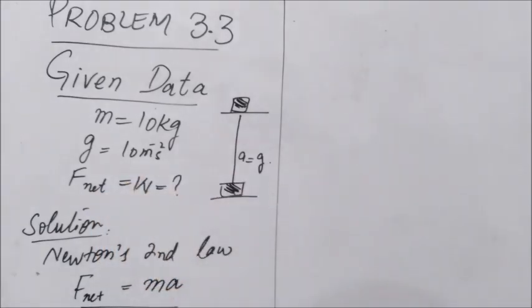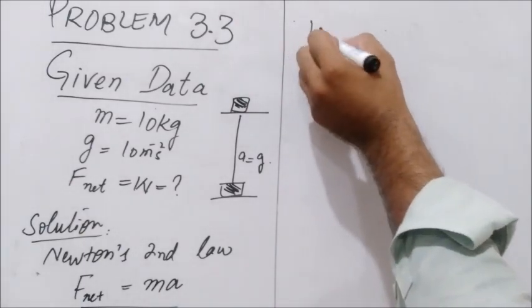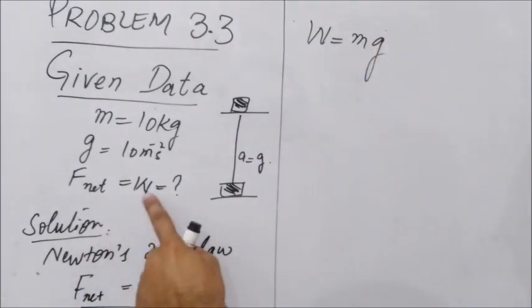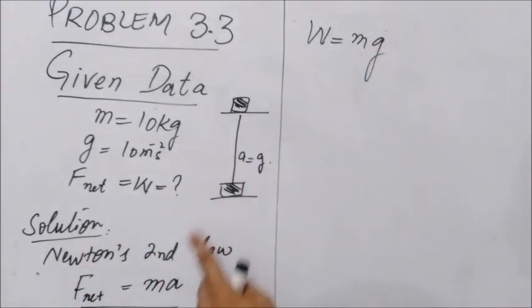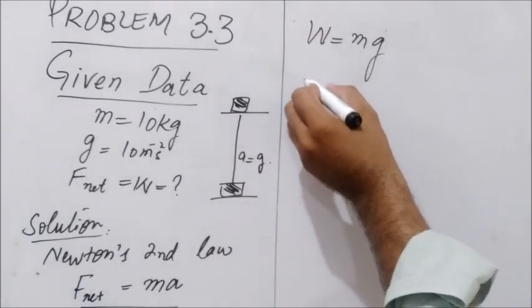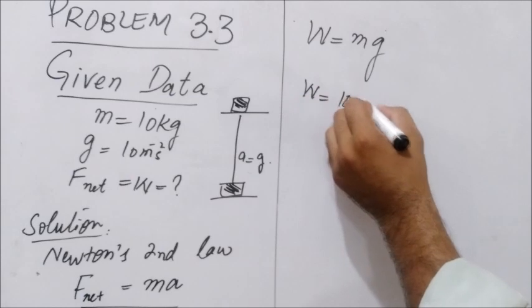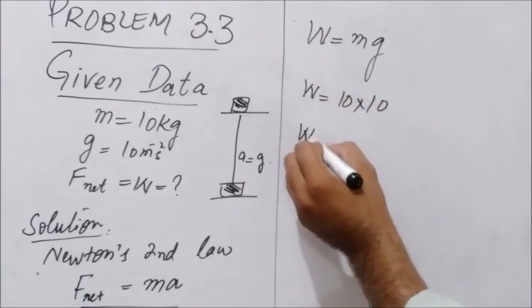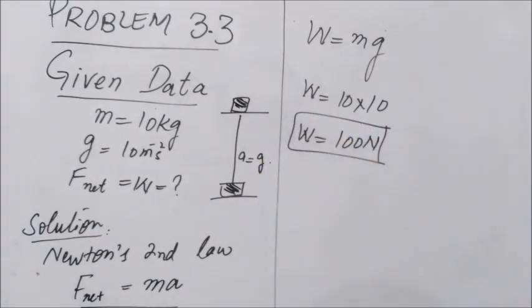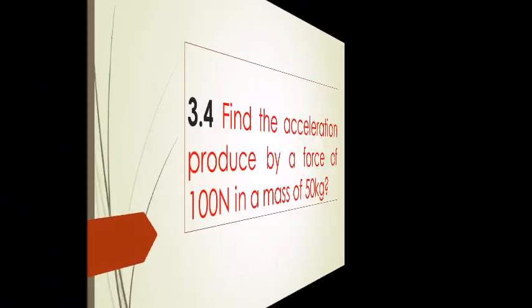Again, by using Newton's second law, I can change this law like W is equal to mg. I replaced net force with weight and acceleration with gravity. So to get the weight, it will be 10 multiplied by 10. 100 Newton is the required weight.